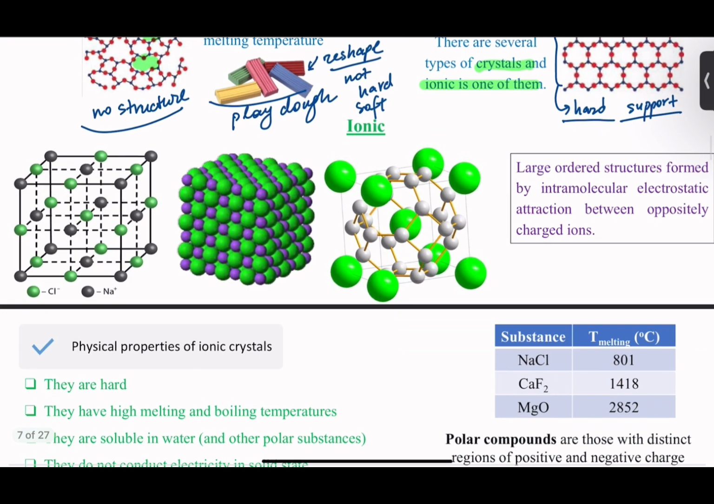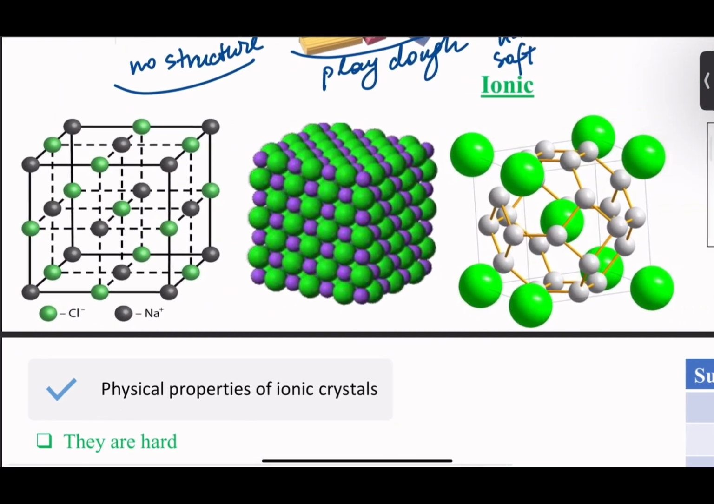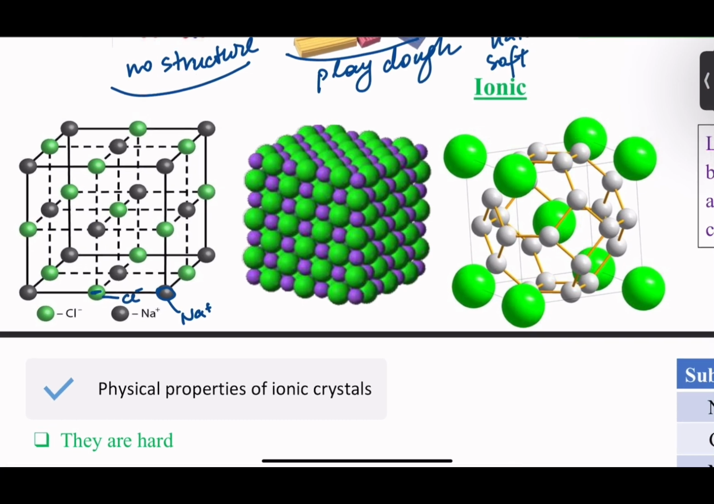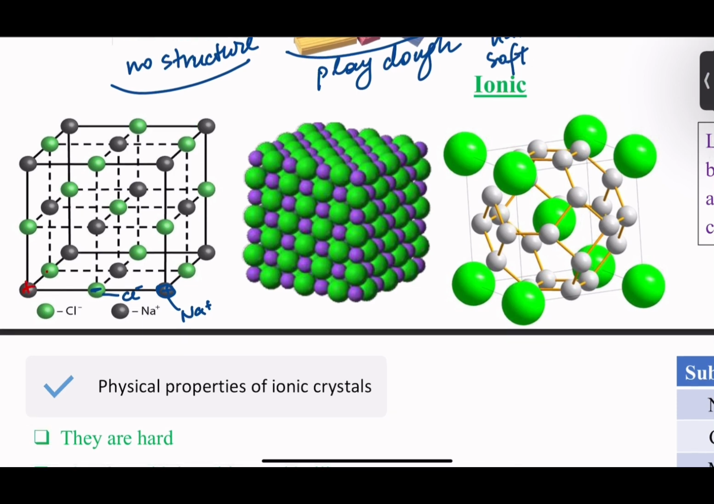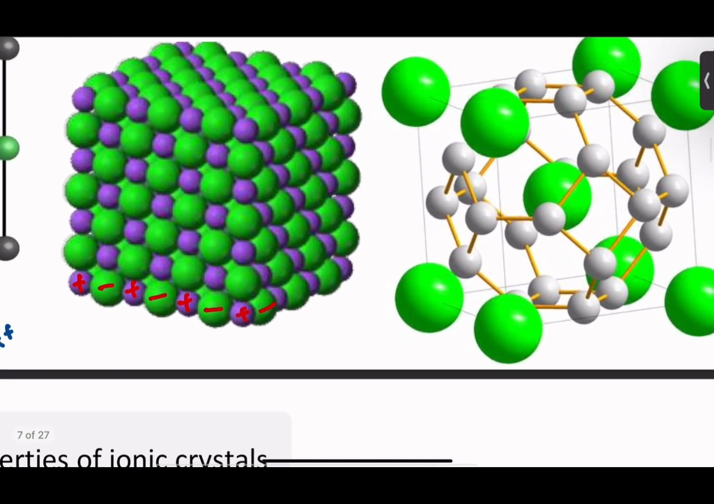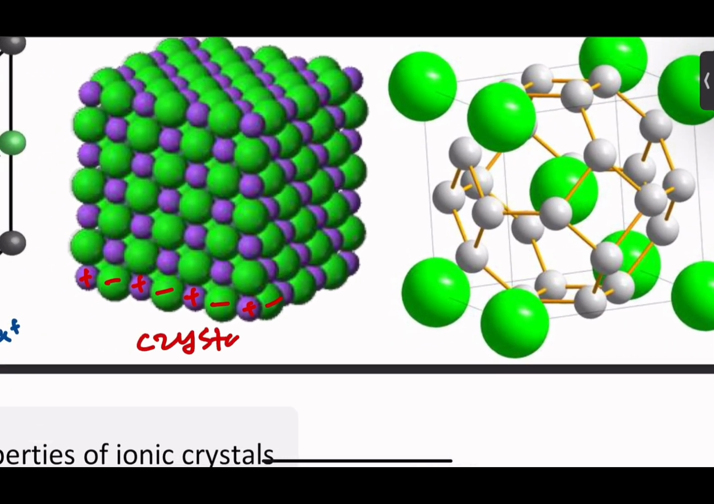For example, sodium and chloride. You see here, this is sodium and this is chloride. This is negative and this is positive. Because positive and negative attract each other, this is positive and then negative, positive. They attract each other and make this very organized shape. Okay, and this is how they make the crystal shape. And that's why they become hard.